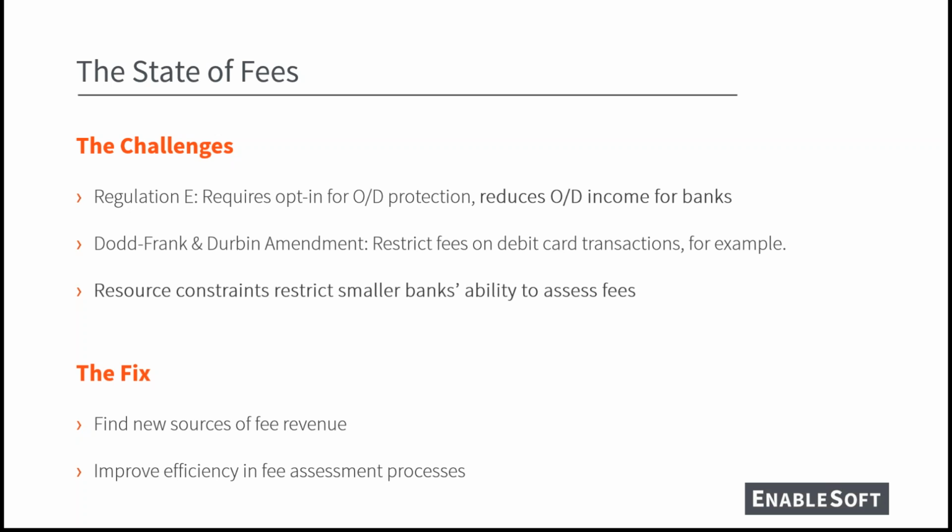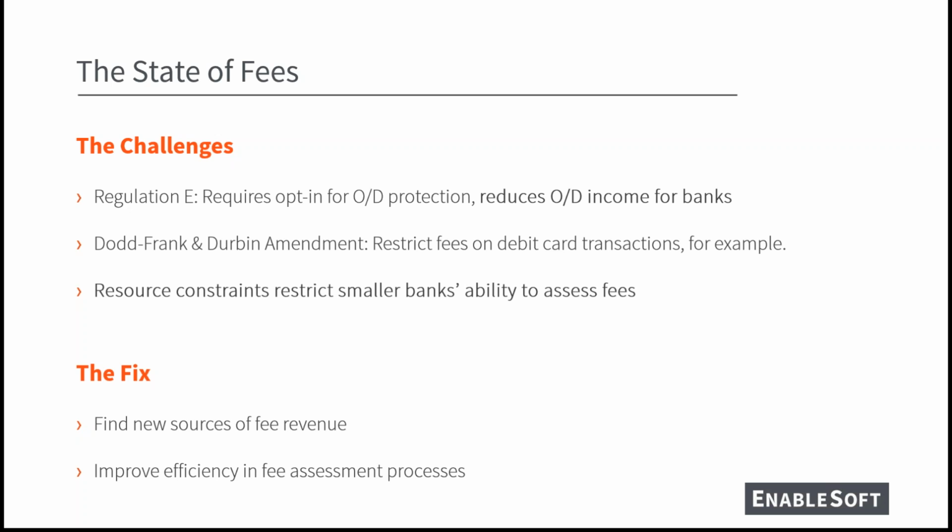The Dodd-Frank and the Durbin Amendments have restricted banks and credit unions' ability to charge fees on debit card transactions, and it's reduced your interchange income, your ability to collect fees on those debit and credit card transactions. And then finally, something that we're really going to talk about today, where we can really help, is resource constraints. So your team is in all likelihood as small or smaller than ever, and human resource constraints have really, in all likelihood, harmed your ability to manually assess fees and add new fees to assess and increase your revenue stream as we've moved through time here.